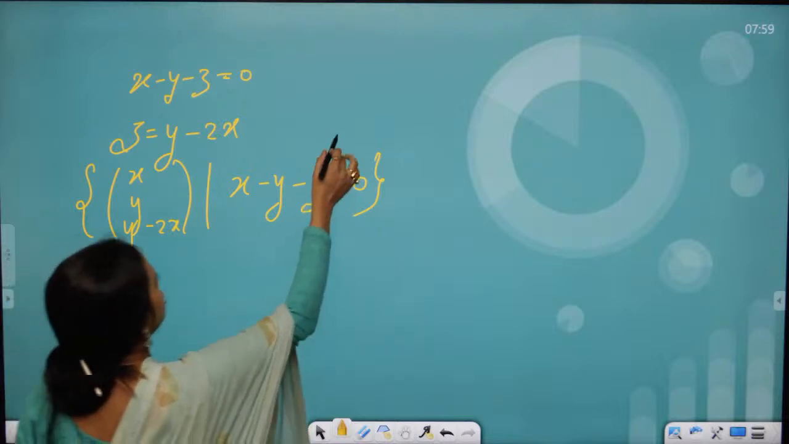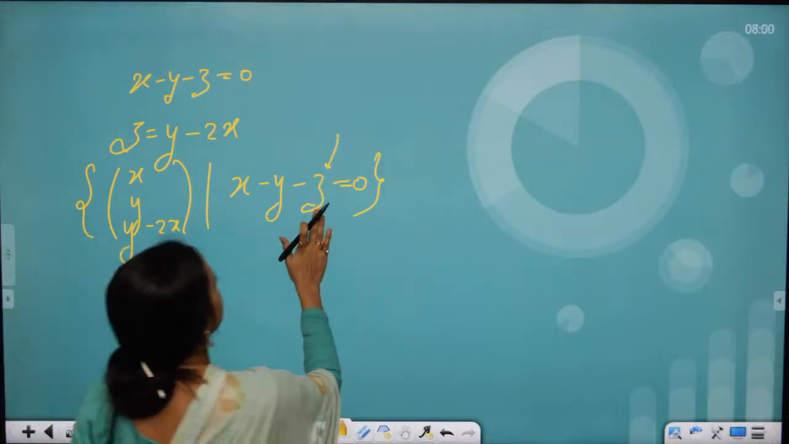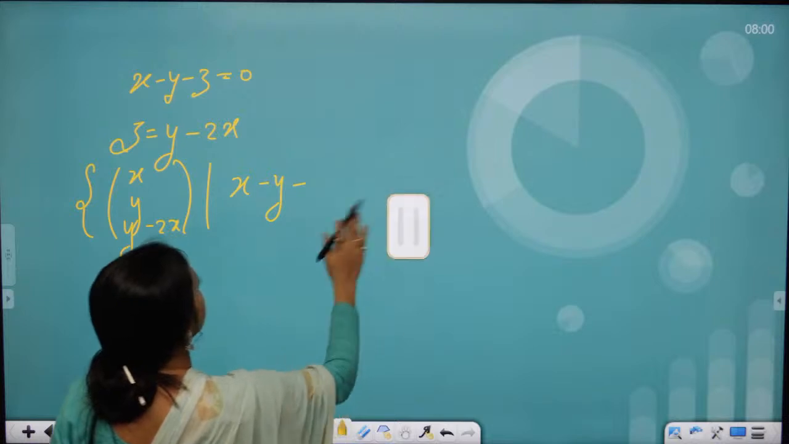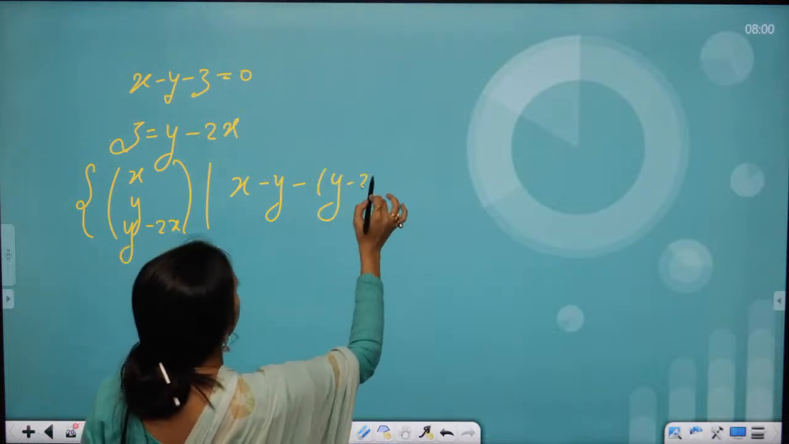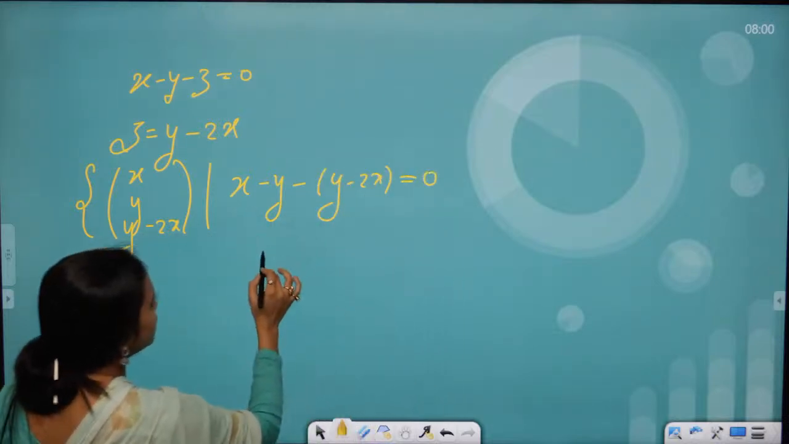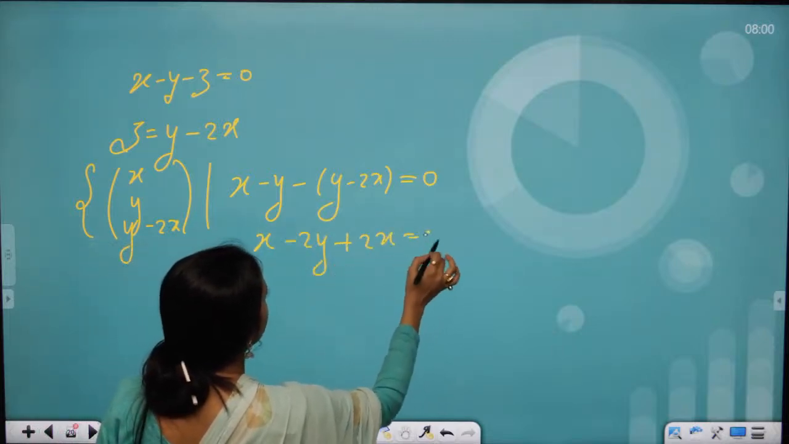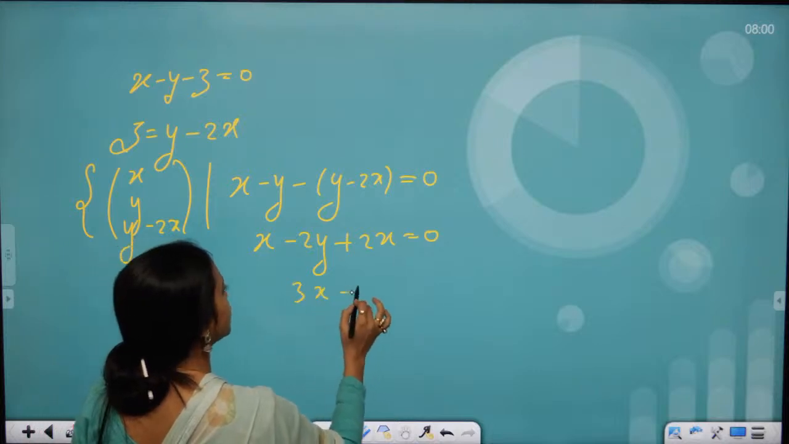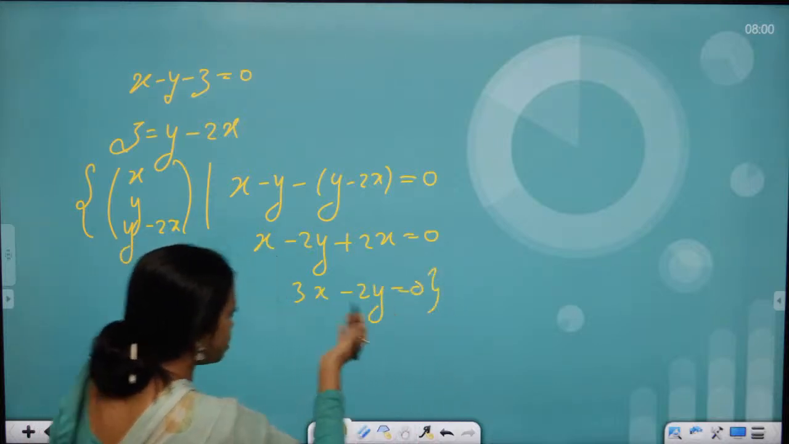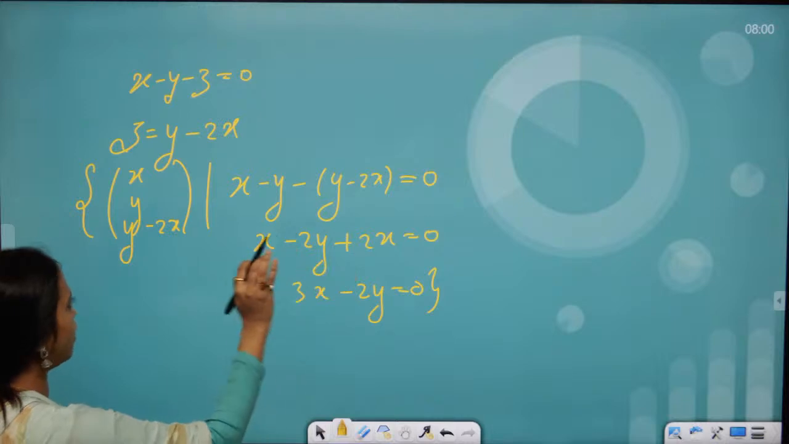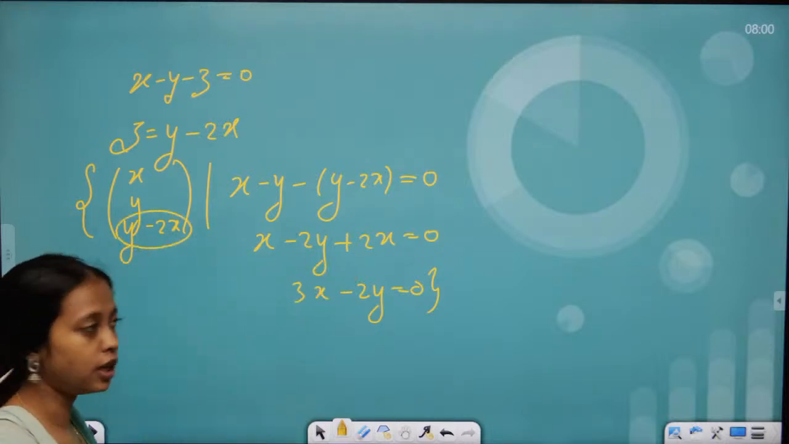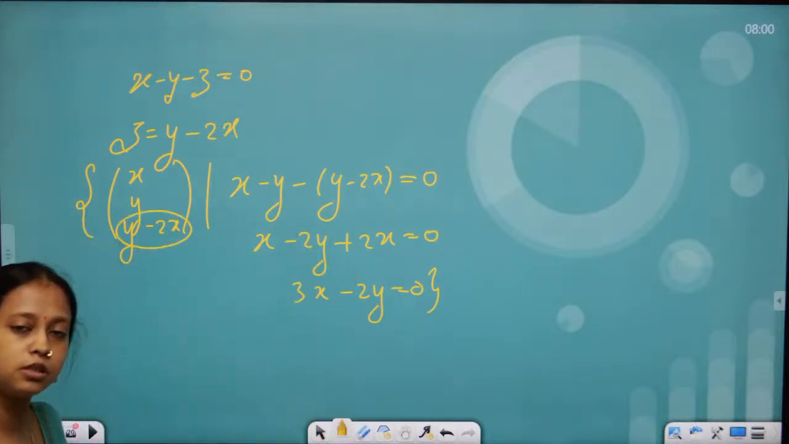Over here also, z should not be visible, so you substitute the value of z also. So that is y minus 2x equals 0. This condition becomes x minus 2y plus 2x equal to 0. This becomes 3x minus 2y equal to 0. This is the first condition. The second condition you have eliminated because this is its value, and the first condition becomes this.